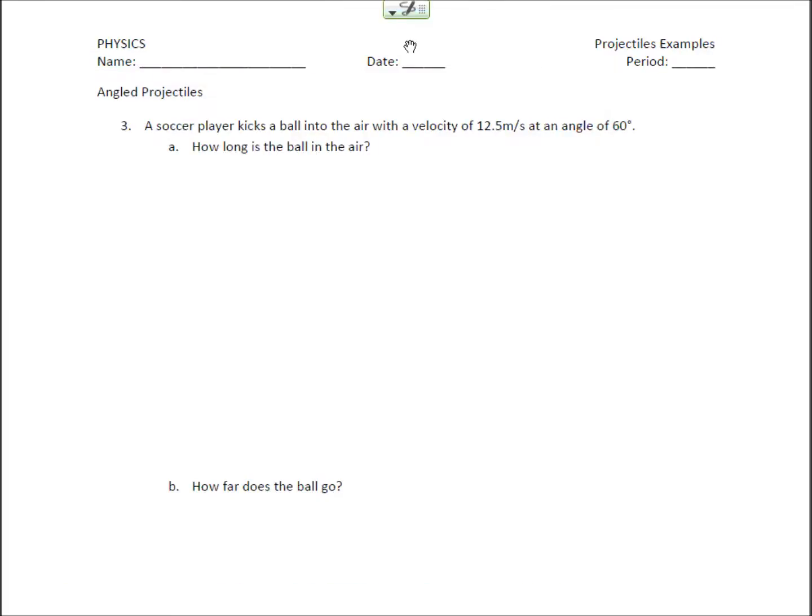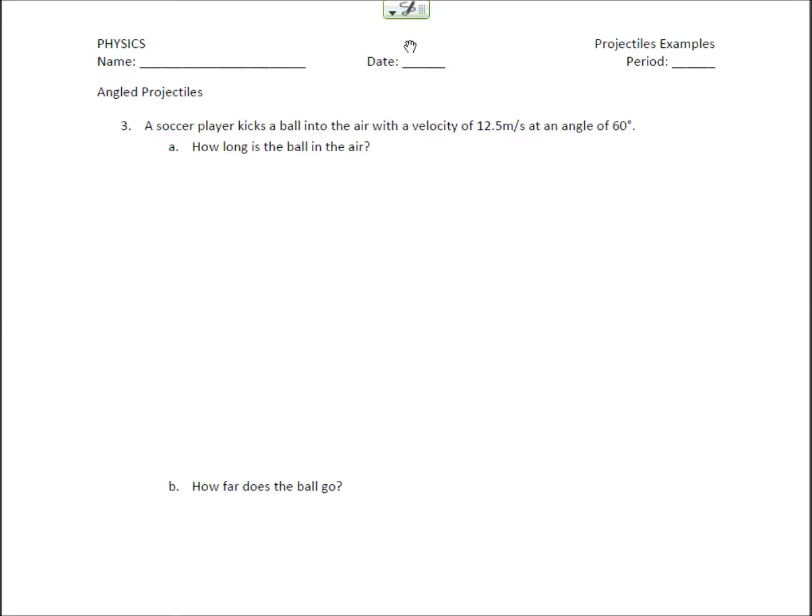Okay, back again, this time with an example of an angled projectile. So here is where we're going to have a projectile that's launched into the air at a specific angle, and we're going to see how that's going to change our answers from what we did with horizontal projectiles. All right, so here we have a soccer player that kicks a ball into the air with a velocity of 12.5 meters per second at an angle of 60 degrees.